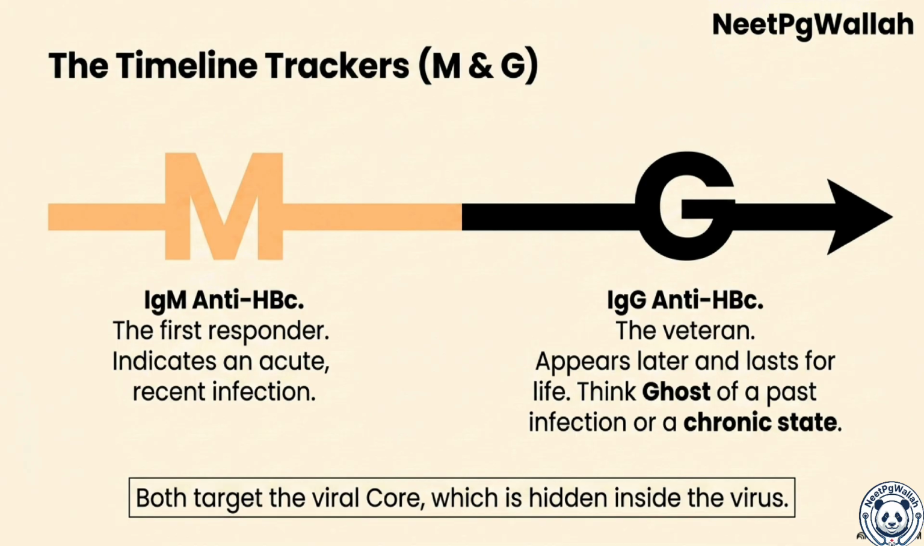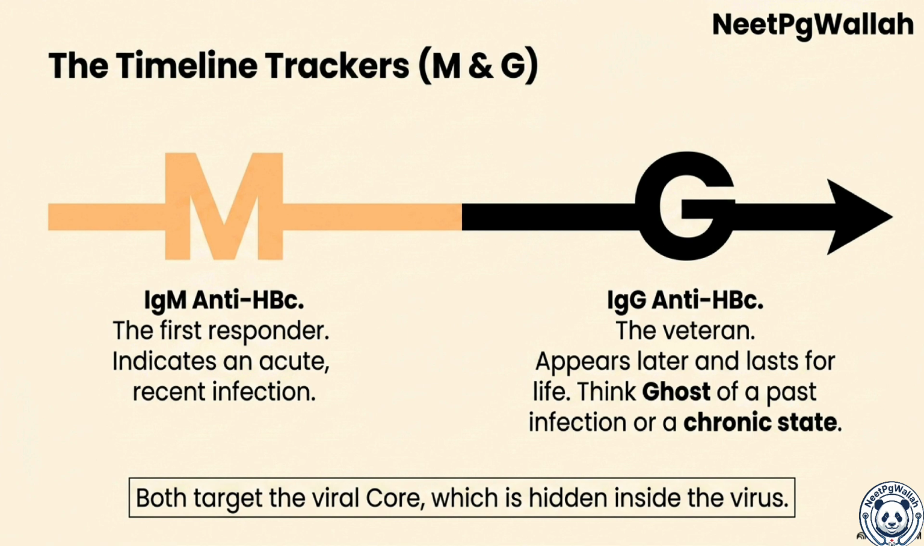Next up in the lineup, we have M and G. These are what I call the timeline trackers, and unlike the invaders, these are antibodies created by our own immune system. Specifically, they target the viral core, which is hidden deep down inside the virus. M stands for IgM anti-HBc. M is your first responder. A positive M indicates a recent acute infection.